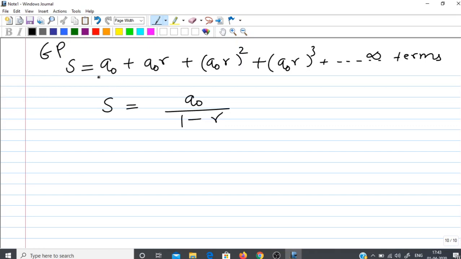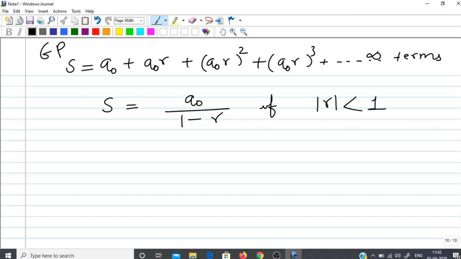This A0 is the first term of the GP and R is the common ratio. If you divide two successive terms, let's say the second term by the first term, you get R, or the third term by the second term, you get R. So R is the common ratio. But this summation is finite provided the mod of R is strictly less than 1. If this condition is not satisfied, then the summation of this infinite GP would be diverging. It would be infinite.